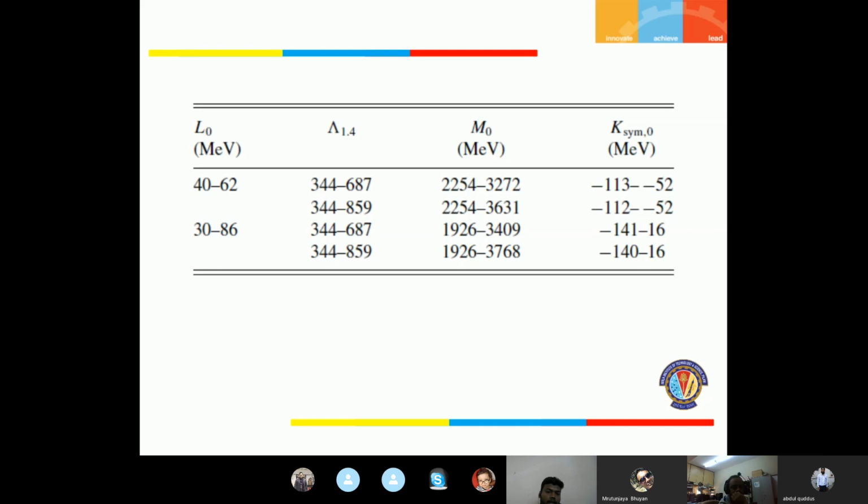And if you take the L0 range 30 to 86, then M0 will be in a corresponding range, and Ksym will be similarly constrained. So although you can see that these parameters, the curvature of the symmetry energy, M0, are still not very tightly bound, because with the bound we currently have on the tidal deformation, only this much can one bound the parameters.